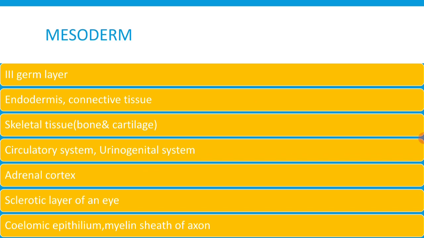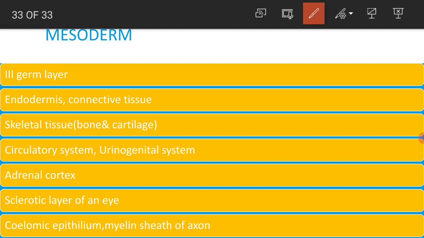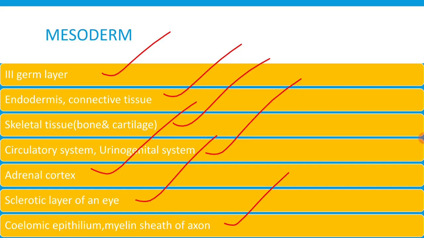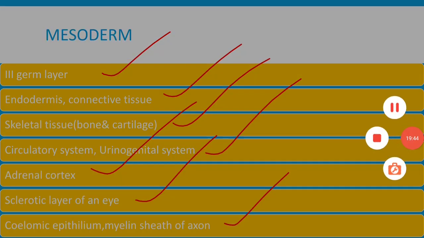And coming to mesoderm, it is the third germinal layer. It forms connective tissue, skeletal tissue like bone and cartilage, and the circulatory system and urinogenital system are mesodermal in origin. Adrenal cortex is mesodermal in origin. Sclerotic layer of an eye, coelomic epithelium, and myelin sheath of axon are mesodermal in origin. So this is how the various organ systems arise from the different germinal layers of the frog.